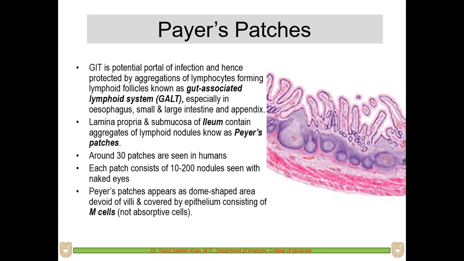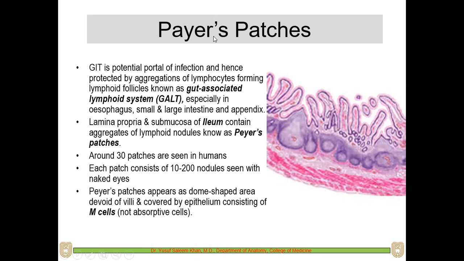The whole of the intestine has a special name called the GALT. GALT means gut associated lymphoid tissue. Similarly, in the respiratory system, there is something called RALT, respiratory associated lymphoid tissue. So in each region, there will be a collection of lymphoid follicles, the aggregation of lymphocytes called lymphoid follicles. And especially they are important in the intestine.